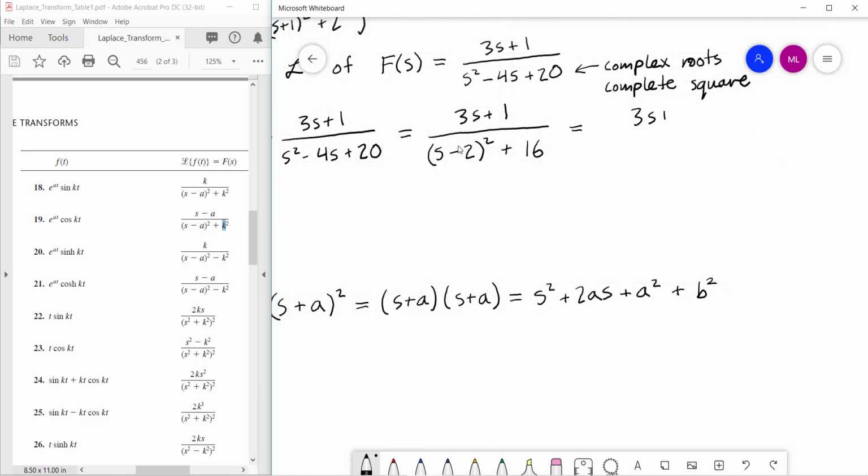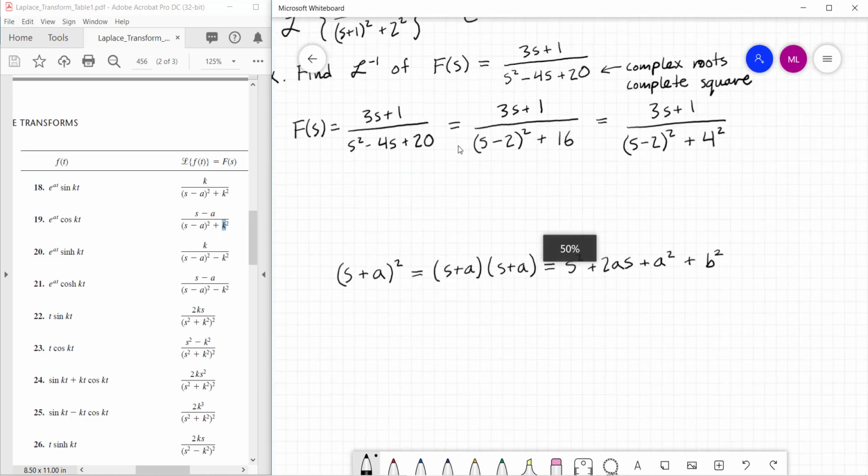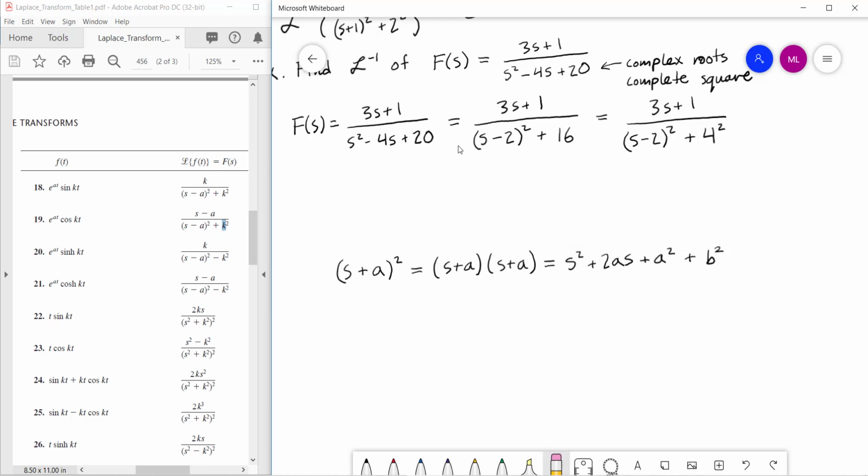So again, not touching the numerator yet, but we've got our s minus 2 squared, and I can rewrite that 16 as a 4 squared. So that's looking pretty clean so far. So let me erase this down here. But we found the appropriate terms that we needed to rewrite from this, cleaning it up to look like this.